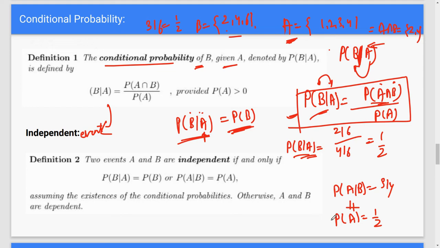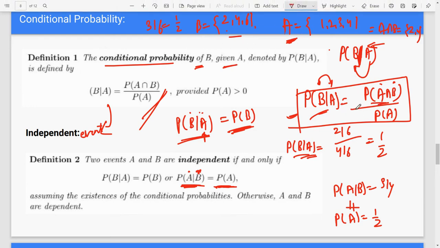So for independent events, the conditions are not met. That's how you can understand independent events: the probability of A happening does not depend on B. That's why both probabilities will be the same. When you calculate this probability using the formula, and when you calculate the probability of A independently, you will have the same number. Here you can see that the probability of B given A is 1 by 2 and the probability of B is also 1 by 2. So you can say that B is independent of A. So A and B are two independent events here.